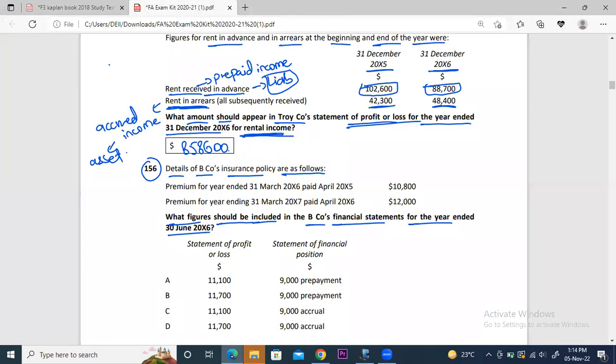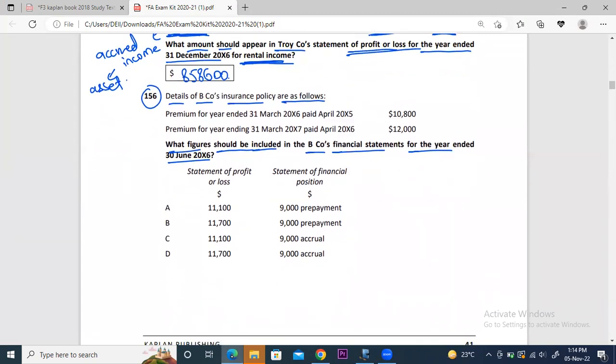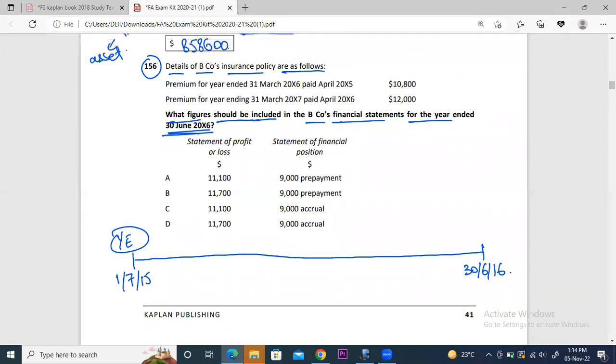Now let's do the timeline method. It's very simple. First let me make a year end timeline so that it's easier to understand. This whole is a year end. It ended on 30th June 16, right? So when did it start? It started on 1st July 15, right? This makes it 12 months: July, August, September, October, November, December, January, February, March, April, May, June. Full 12 months. This is the year end.